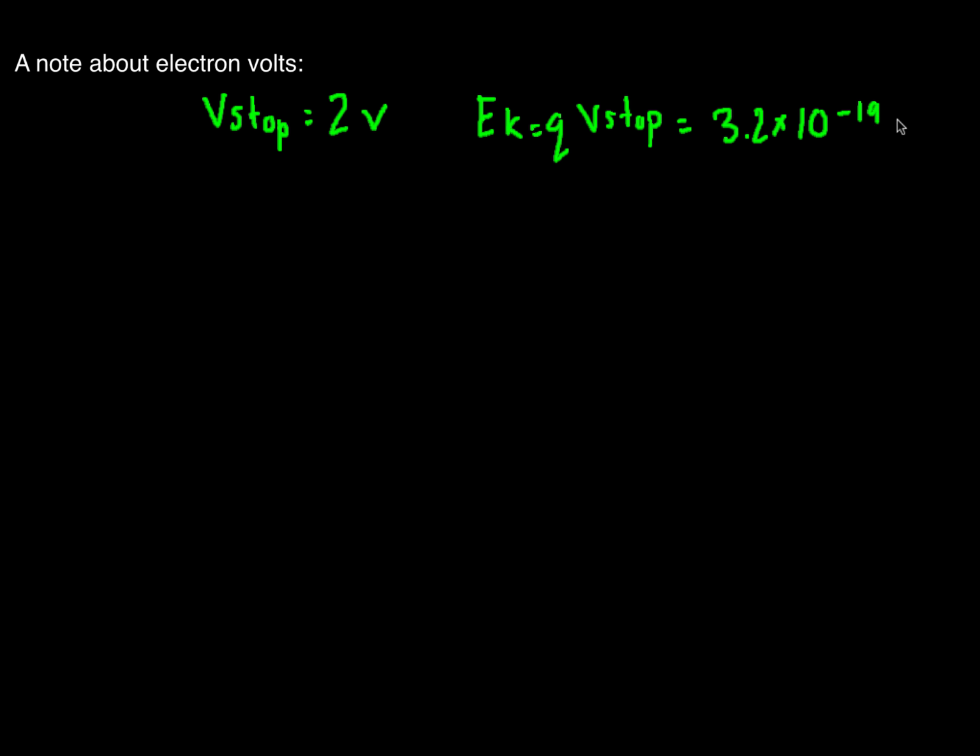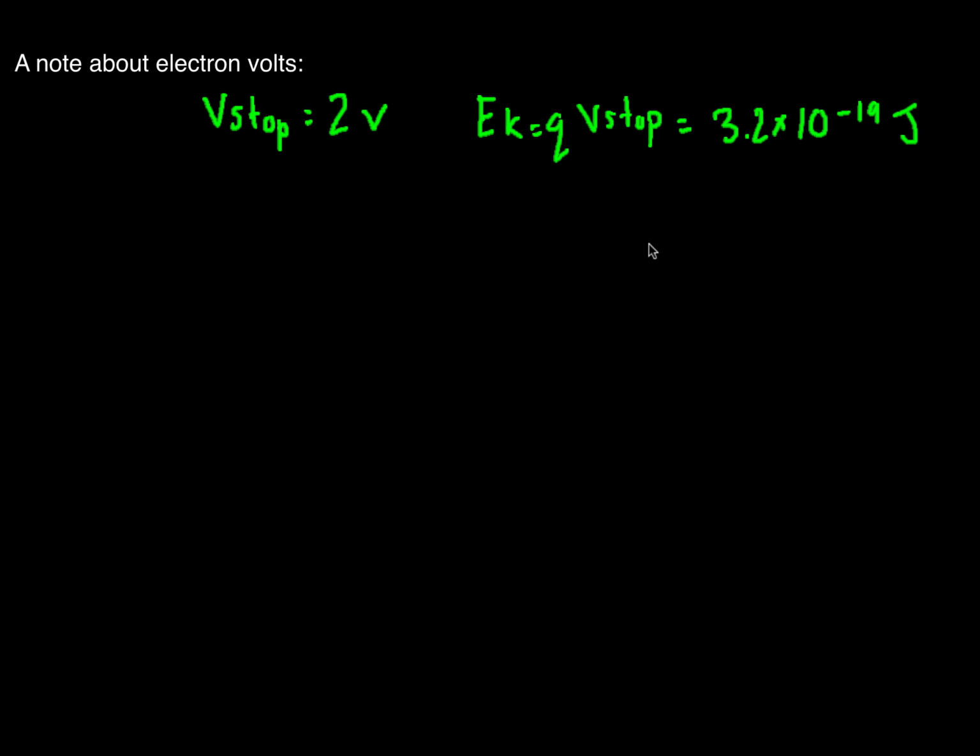Electron volts are sometimes easier to use when working in the photoelectric effect. For example, for the previous example, we were told that the stopping voltage is 2 volts. By definition, the energy in electron volts is the energy one electron would experience in 1 volt of charge. So let's calculate the energy of these electrons in electron volts. The kinetic energy is Q V stop. This is equal to 3.2 times 10 to the -19 joules.